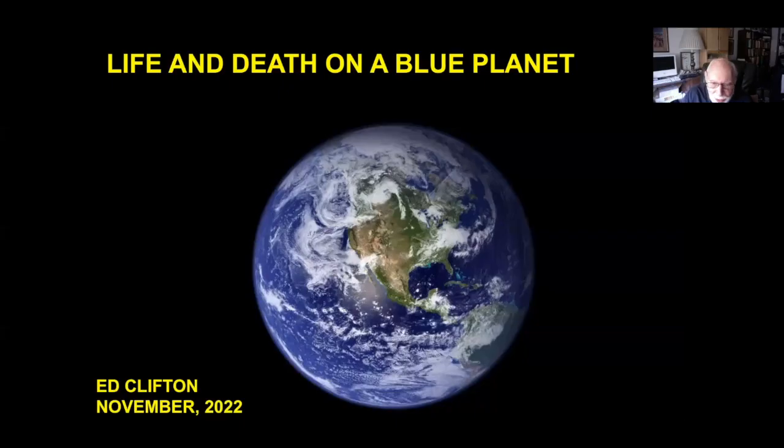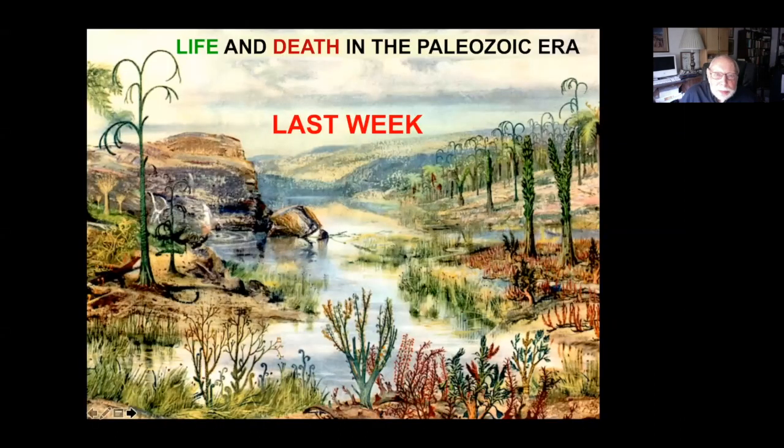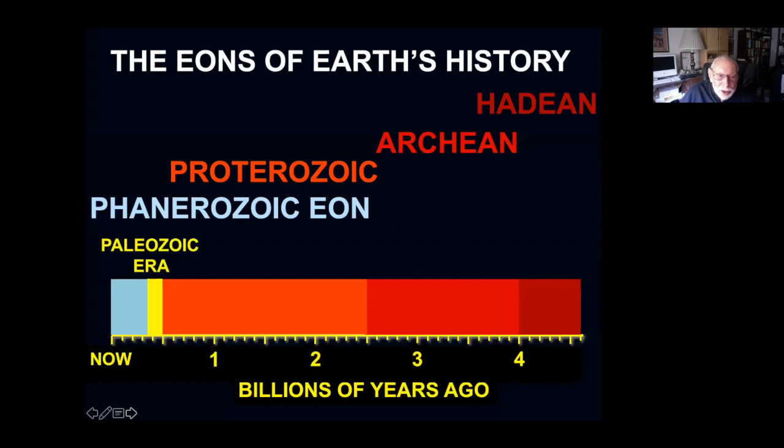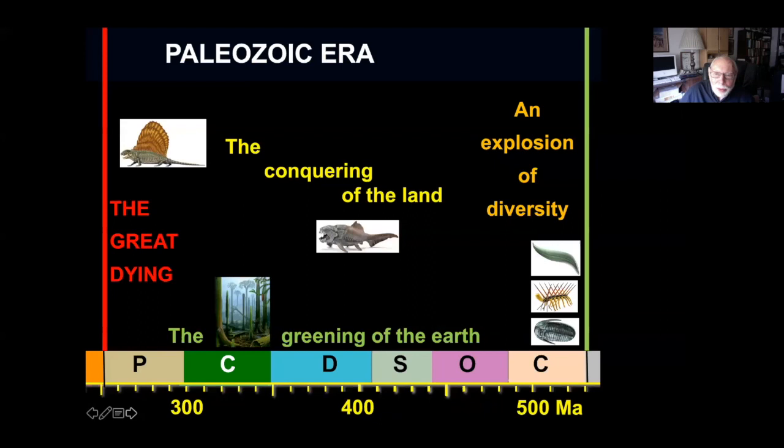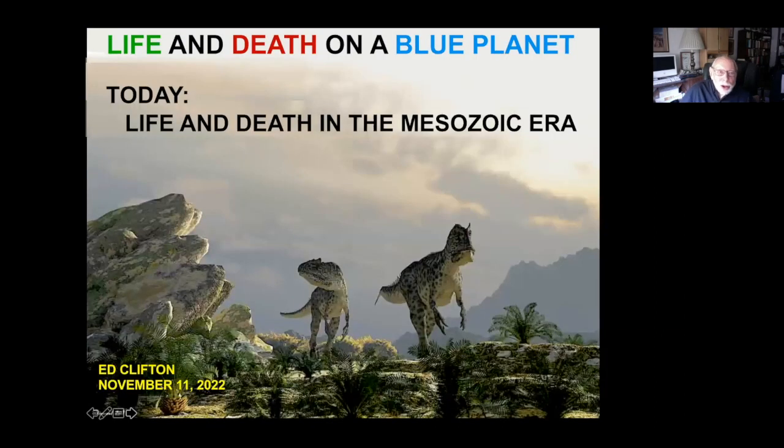We're in the midst of a series on the life and death of a blue planet. Last week, we looked at life and death in the Paleozoic era, the first of the eras in the Phanerozoic eon, which is the period of time that has life as we know it. We looked at the explosion of diversity that led to the Cambrian period, the greening of the earth as vegetation took over, the conquering of the land by the animals, and finally concluded with the Great Dying. And today, we're moving on to the Mesozoic era.